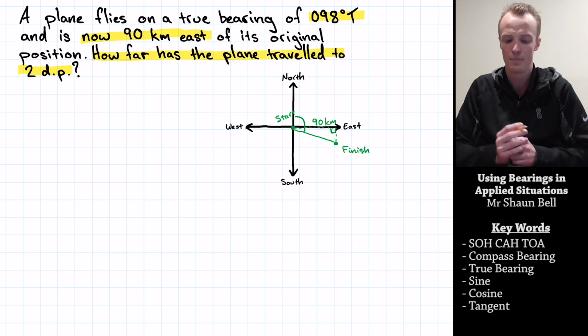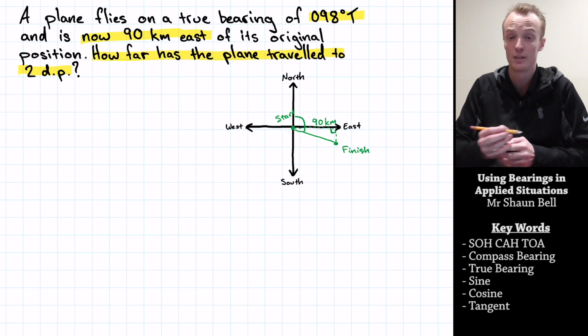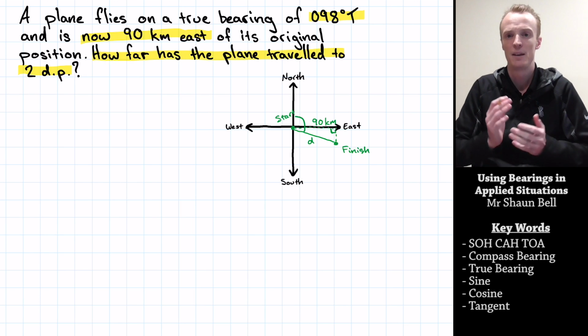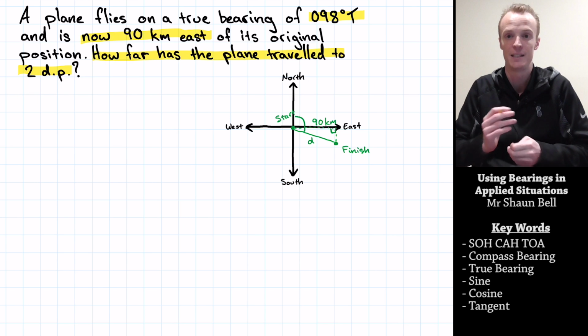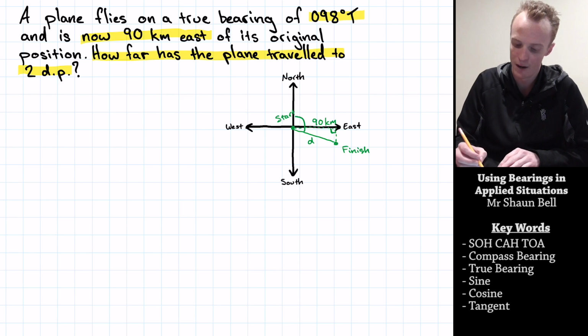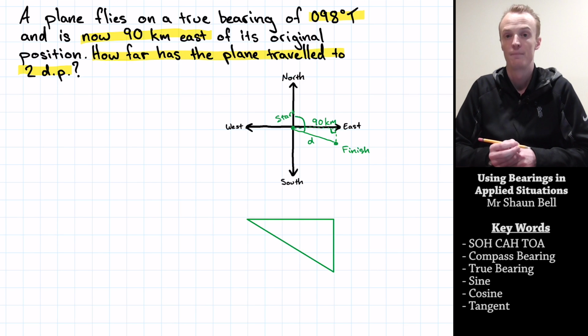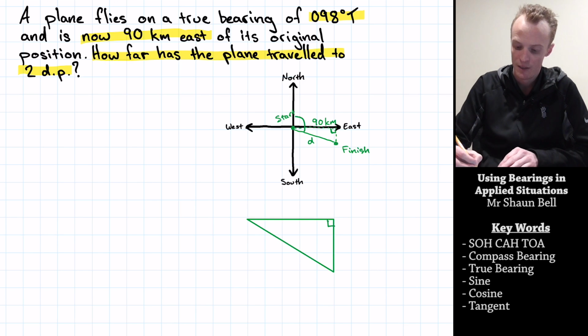Now let's read what the third part of this question was asking us to do. How far has the plane travelled to 2 decimal places? Now how far the plane has travelled is the line that I drew solidly here, and I'm going to call that D for distance, because I don't know what that length is yet. But I now know that I've got a right angle triangle here. So I'm going to draw a rough right angle triangle here and enlarge it a little bit. So let's put my information in. That's 90 degrees, this is 90 kilometers, and this is D.